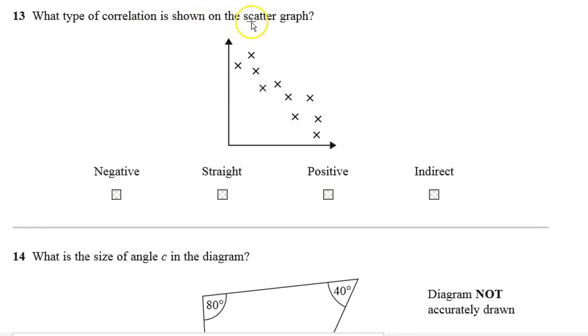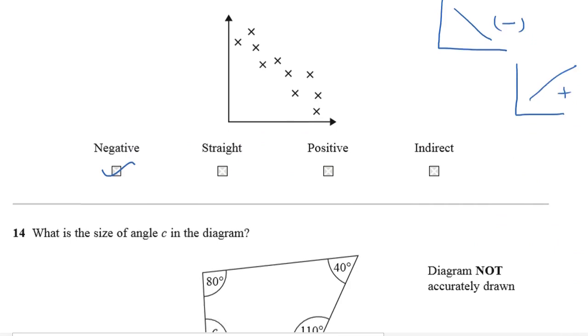What type of correlation is shown in this scattered graph? If you see my last paper of year 9 2017, I have explained this thing in detail, so you check this question. What we know is that this is a negative and this is a positive, so it's going like this. So this is a negative correlation of a scattered graph.